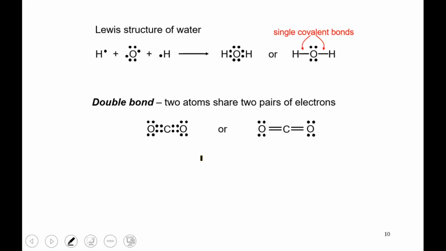Once more, let's see if the octet rule works. Oxygen on the left, including the 4 electrons it's sharing, now has 8 electrons. Oxygen on the right also has 8 electrons. What about the carbon? Well, all of the electrons around the carbon in this model are actually shared, but there are 8 of them. Now, because the bonds here are 2 pairs of electrons each, we call them, therefore, a double covalent bond.